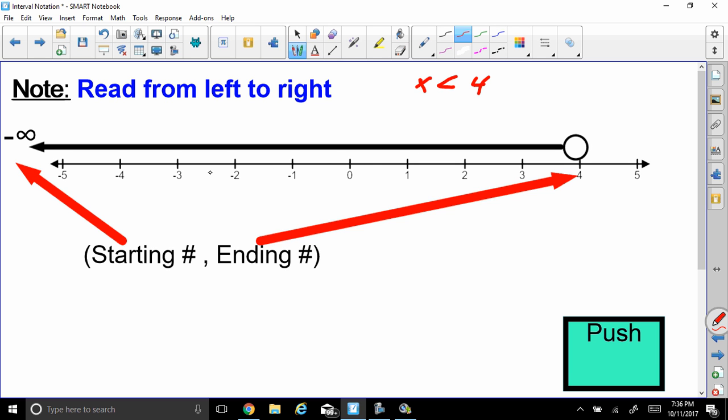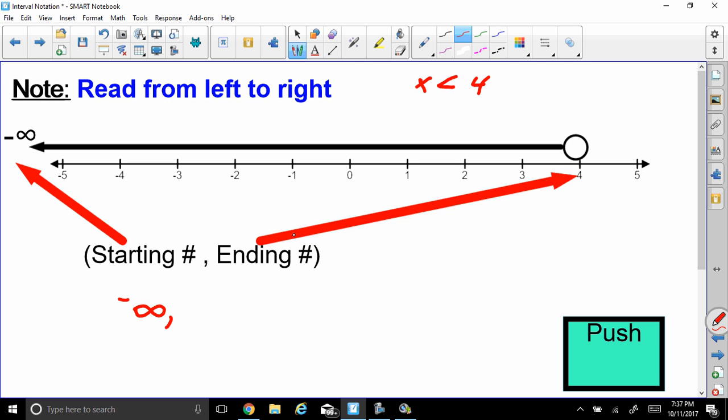So remember, we start reading from left to right. So notice over here on the left side, this goes on and on forever. It's starting at some number that we cannot count up to, so it's infinite. So we're going to use our infinite symbol once again. This time it's negative infinity because we're talking about negative numbers.